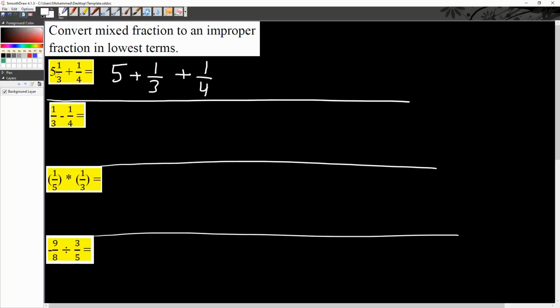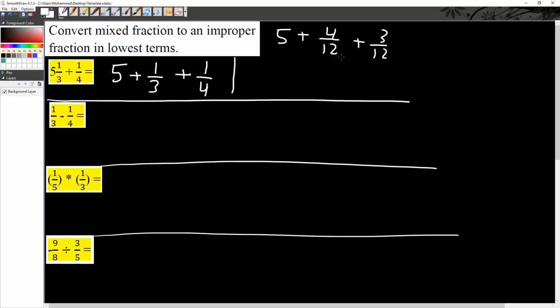And so whenever we do addition and subtraction, what we want to do is get a common denominator. And so the common denominator for 3 and 4 would be 12. So we can say, I'll do it here, 5 plus 4 divided by 12 plus 3 divided by 12. This is because if we divide 12 by 4, we would get 3, so 1/3 becomes 4/12. Likewise, if we divide 12 by 3, we get 4, so 1/4 becomes 3/12.